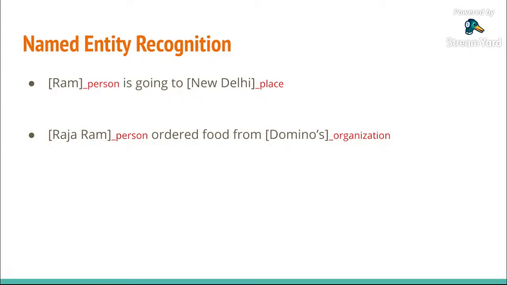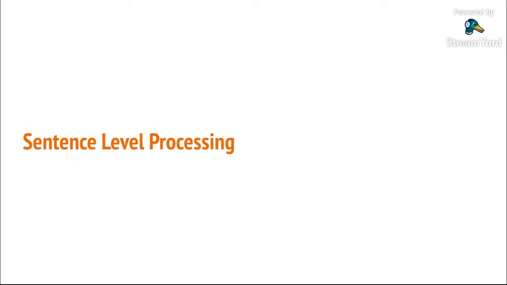So I said person name, place name, and organization name. These three are the most important named entities. There can be other minor named entities like time expressions or currencies, etc. So that's the high level about word level processing. Now let's look at sentence level processing.